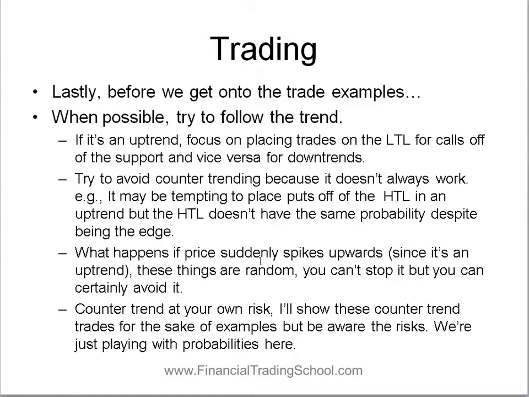Because what happens if price suddenly spikes up? Maybe it's going to break the higher trend line and just spike upwards, since it's an uptrend anyways. These things are random. You can't stop it, but you can certainly avoid it. You can counter trend at your own risk, and I will show these counter trend trades for the sake of examples, but be aware of the risk. We're just trading with probabilities here, so better play the high probabilities than to trade the low probabilities.